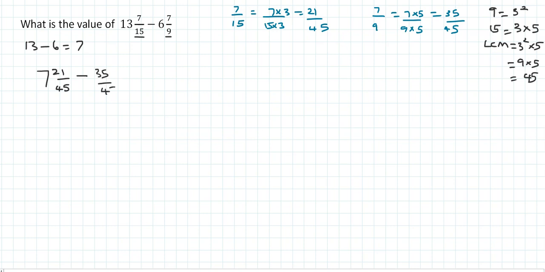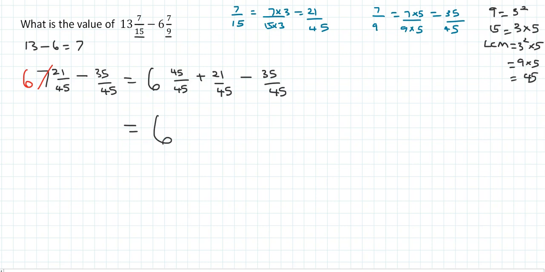35 over 45. You can see here that the numerator on the left is smaller than the numerator on the right. So we're going to borrow 1 from here. So 6. And then what we're left with is, so we have 6 right here. And the one we borrow becomes 45 over 45. And then we're going to add 21 over 45 and then subtract 35 over 45. So now we have 6.